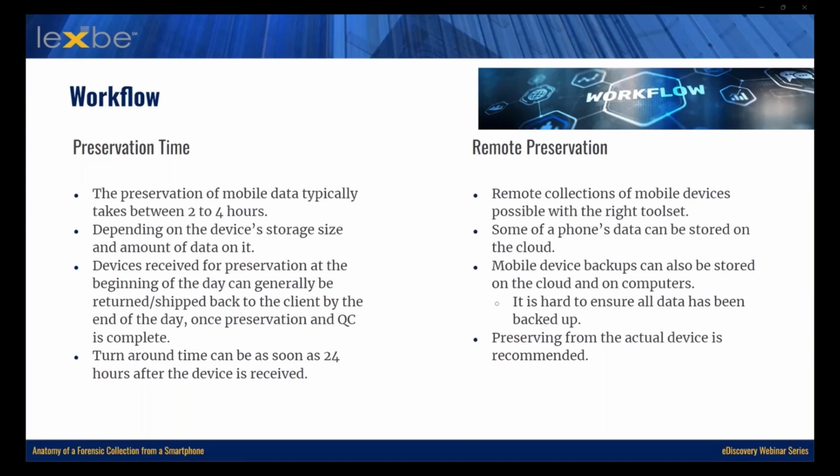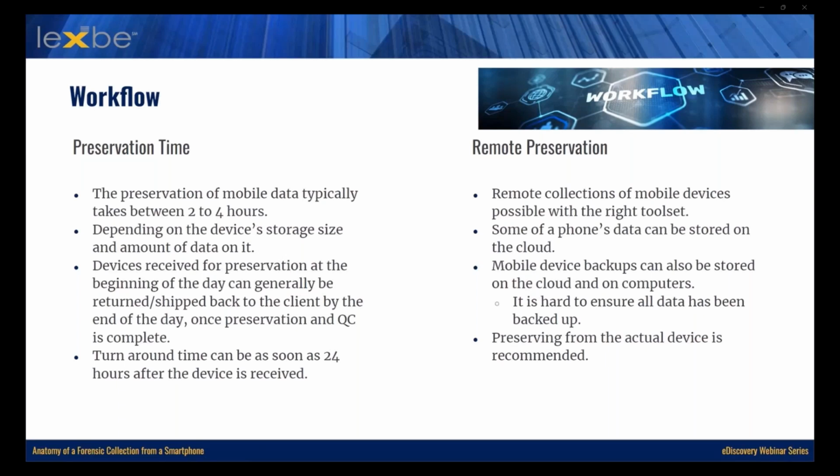Devices received for preservation at the beginning of a day can generally be returned or shipped back to the client or custodian by the end of the day once preservation and QC is complete. So if we get the phone at, say, 9 o'clock in the morning and we start the preservation process, we are very likely to get it back out in the mail by the end of the day so it can be delivered to you or your custodian by the beginning of the next day.